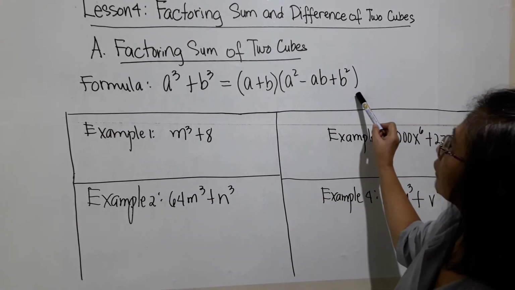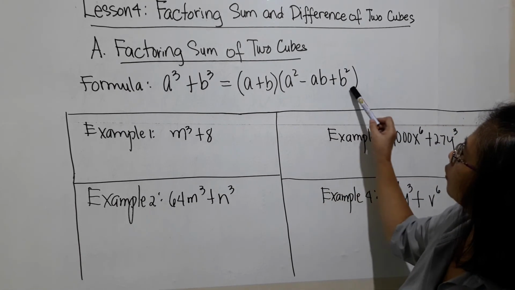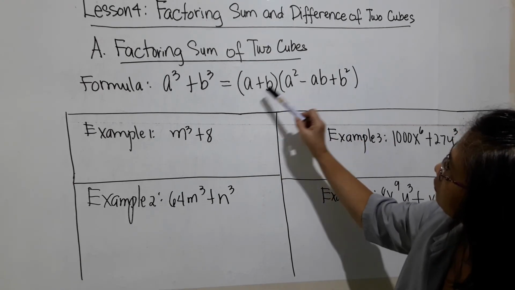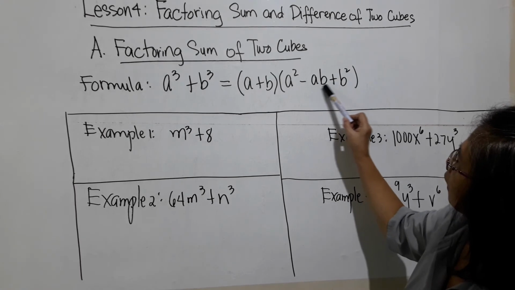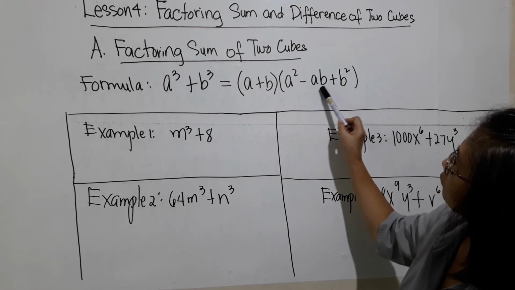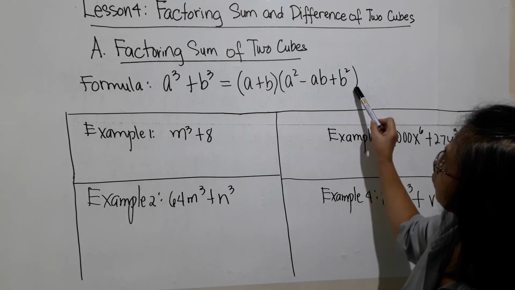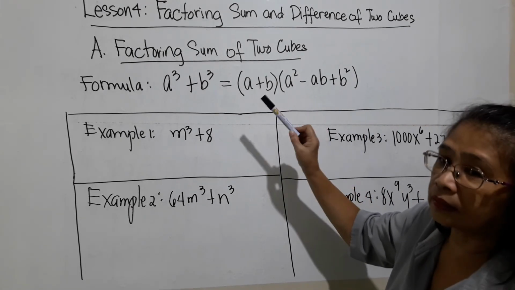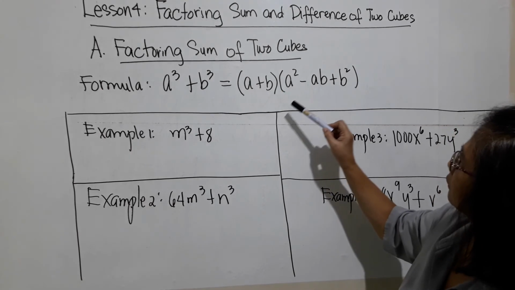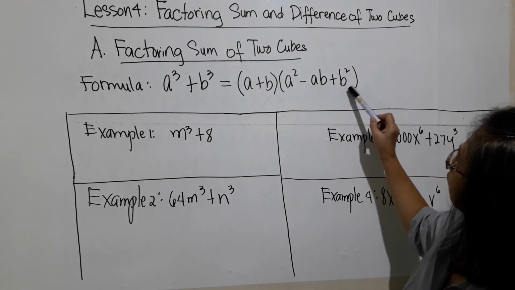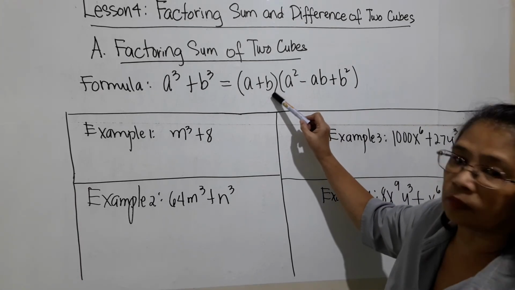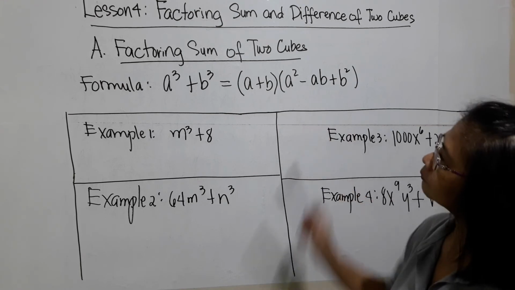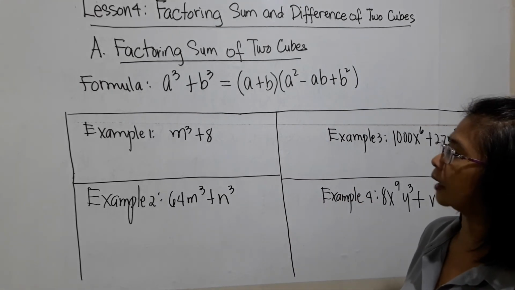For the second factor, we can find the terms by squaring the first term. Then to get the middle term of this factor, we multiply the first term and the second term regardless of the sign. Then to get the b squared, you square the second term of the first factor. Okay? Then let us apply it to example number 1.